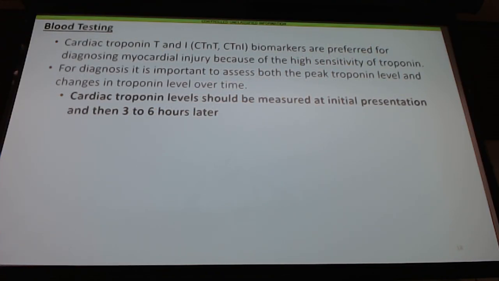So you did your history, you did your physical, what else can we do to help us determine what is going on? We can get labs. So we talked about biomarkers, the troponins being our primary cardiac biomarker that we use nowadays, where you're going to take it and then repeat that troponin a couple hours later to see if it's still rising or if it's starting to fall.